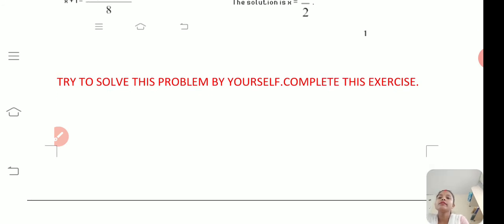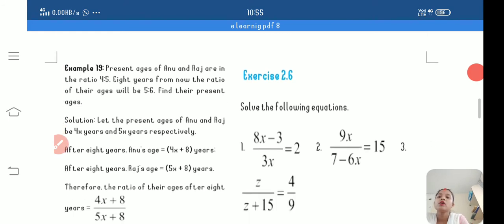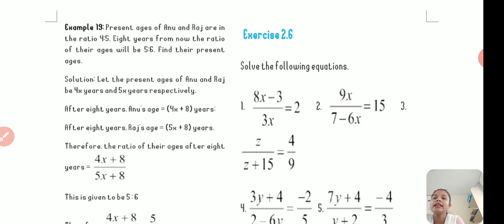Try to solve this problem by yourself. Now see example number 19. It is also from your NCERT book.